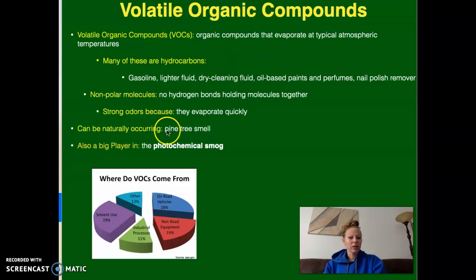They can be naturally occurring, so the pine tree smell is actually a volatile organic compound. But there's a lot of anthropogenic VOCs. It is also a big player in the photochemical smog. So here we are once again talking about smog, and we'll talk more about smog later. But the VOCs, when interacting with light, are going to change the characteristics of the VOCs and sort of include it in that big pool of pollutants that we call smog.